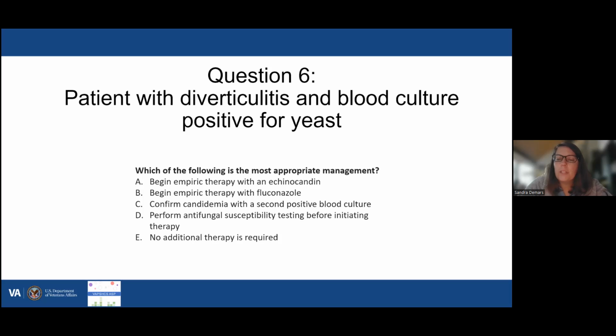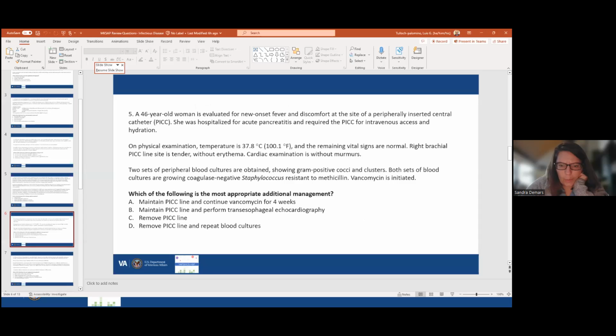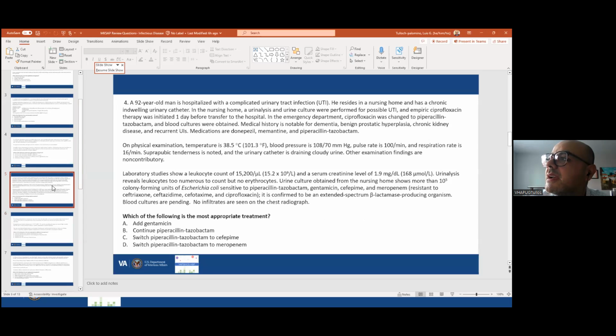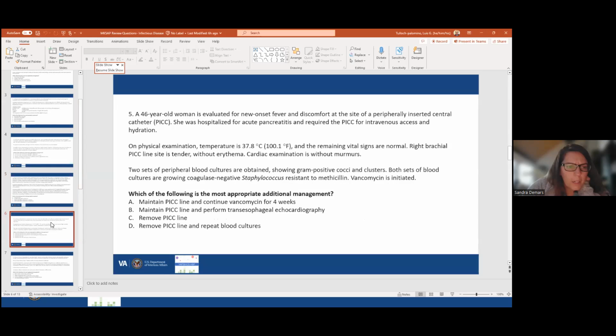Okay, and then for this last question: in this case, since you only got peripheral cultures, would you also want to get a line culture to confirm, or can you just assume it's infected? Yeah. So again, I'm not sure what the stem said. Did they not include peripheral cultures? Okay, I can pull it up. Oh no, you were right there. Yep, two sets of peripheral blood cultures are obtained. Oh yeah, that's what it says.